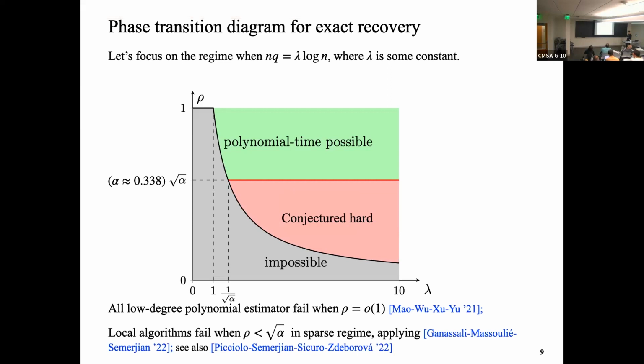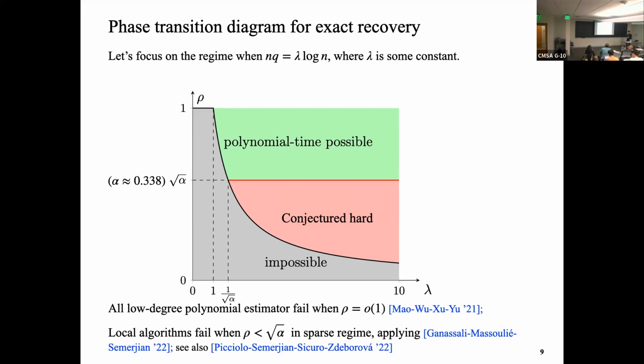Right, so maybe let me say one more thing. There is also a very nice paper by Piccioli et al. in the statistical physics literature that conducted a lot of experiments with message passing type algorithms that also pointed to this maybe being the threshold for computationally efficient algorithms. And this can indeed be shown to be the case for local algorithms, by which I mean the following.